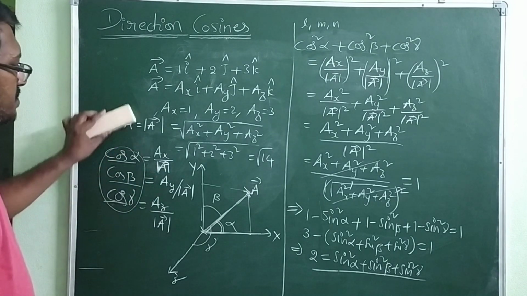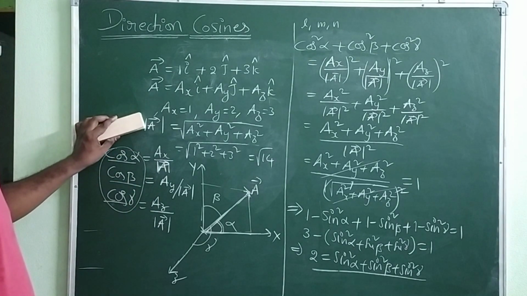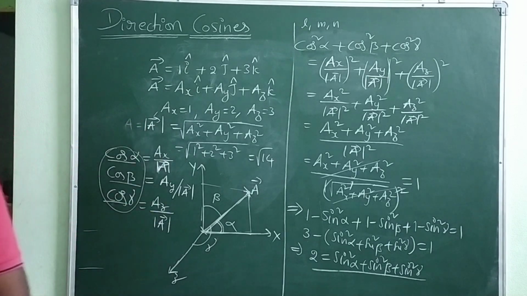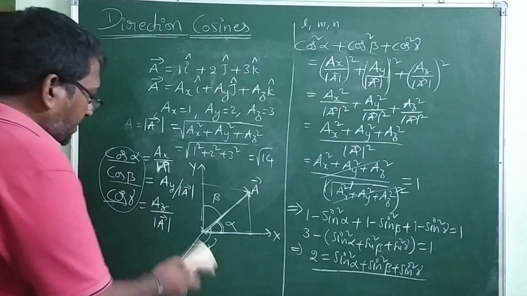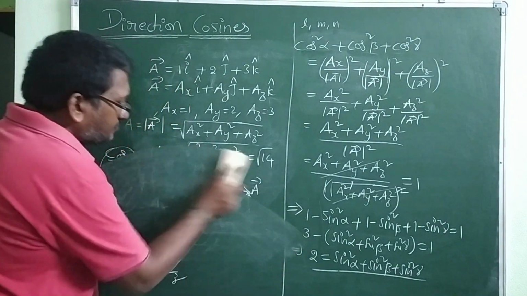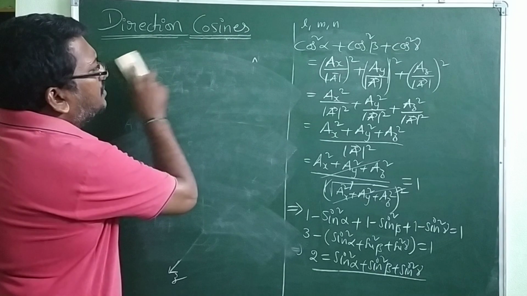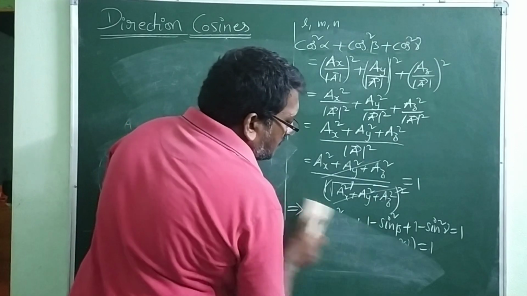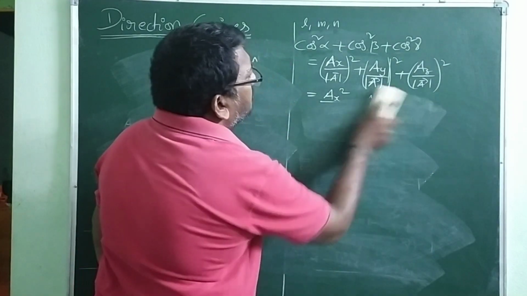A small problem is there related to this concept. See what the problem is. I am going to solve the problem here. A vector p bar, I am going to arrange this total. These relations are very important.